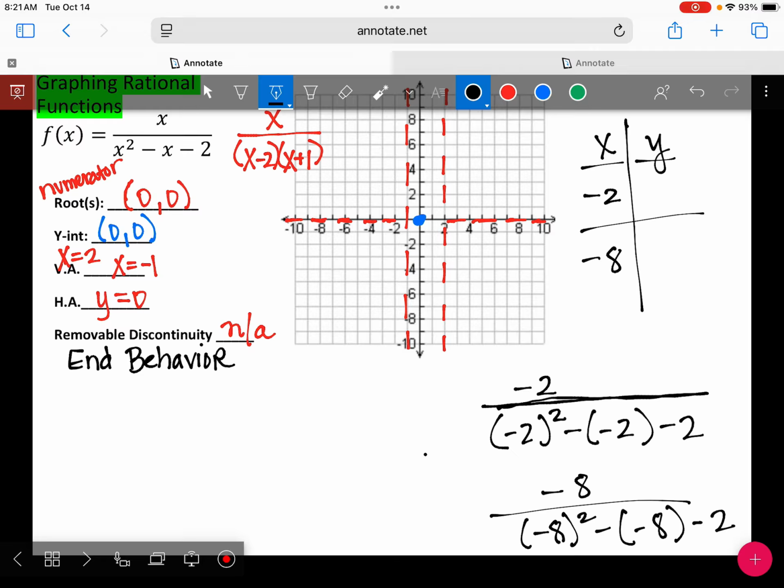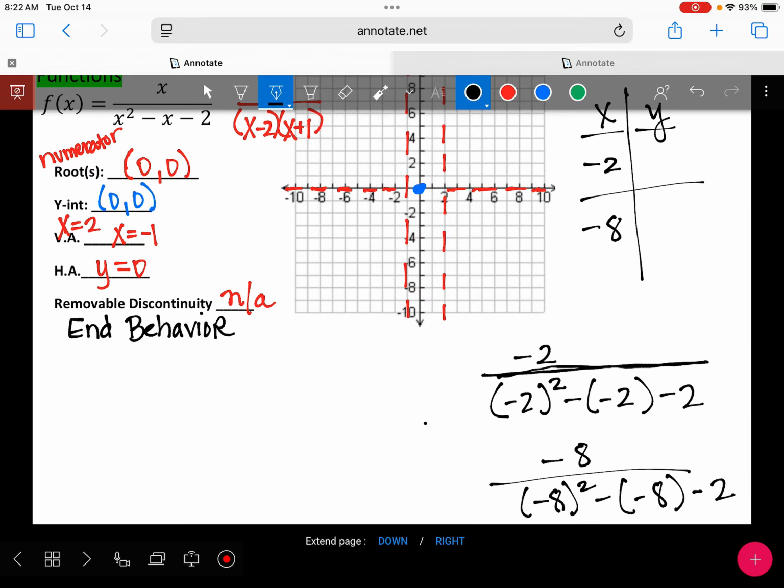What do we get? -5? -1/2? Anybody else get -1/2? All right, I think that looks right, because it would be 4 plus 2 minus 2, which would be 6, 4. Yep, -1/2. So that kind of helps me.